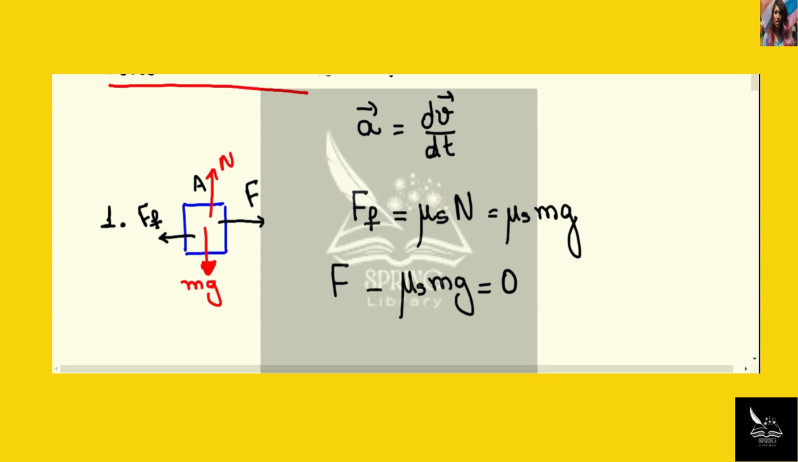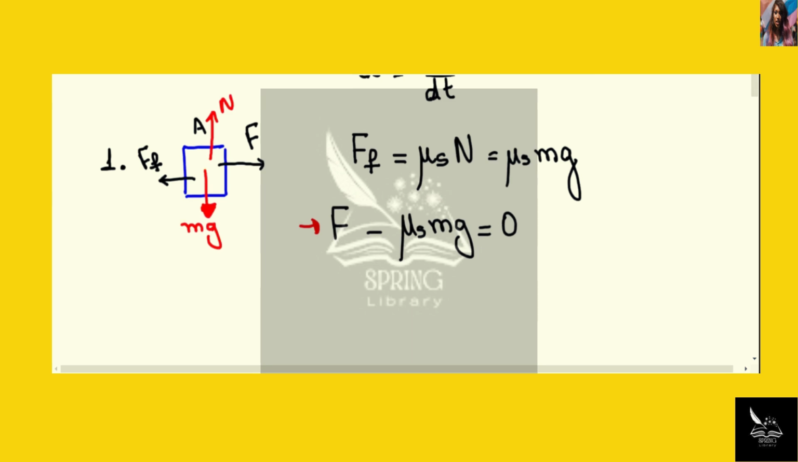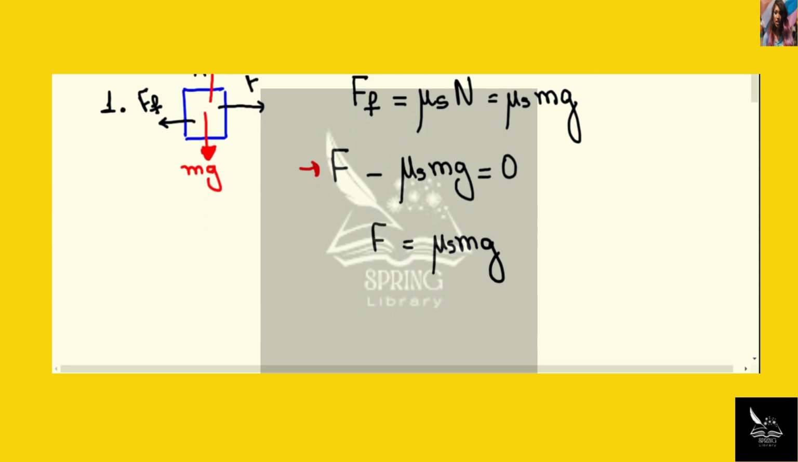Okay, now notice that if the force F increases more, then the block will start moving because it has already reached the maximum value of the static friction. So at the time when the force F is equal to mu s mg, the block starts moving. So if we solve this equation, we can find what time that corresponds to.